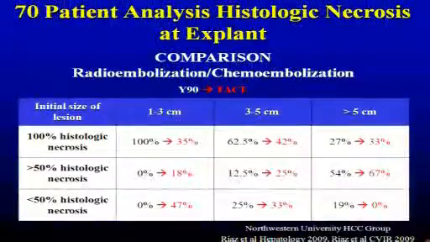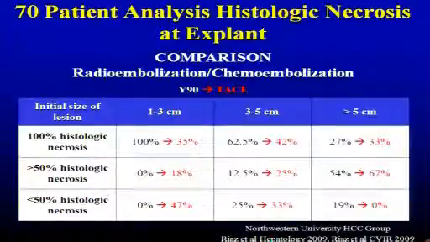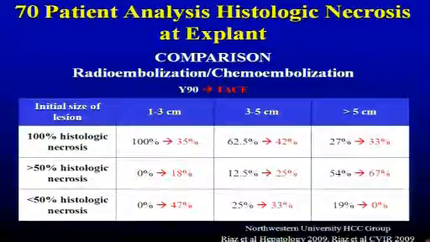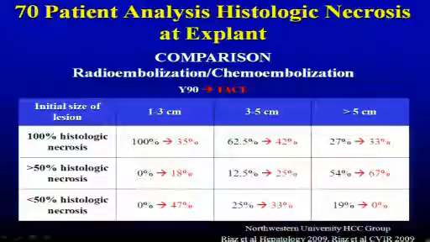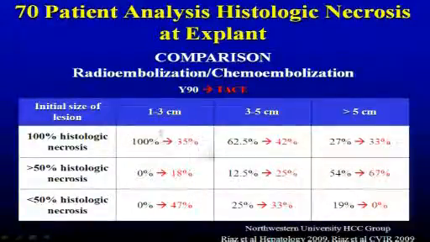And this is what we found, and it really echoes a little bit of what Dr. Liu was just talking about, which is the following. If you look at the pathology data of the yttrium, this is in black here, when you have small tumors, we get complete necrosis all of the time, as opposed to chemoembolization, complete necrosis 1/3 of the time.